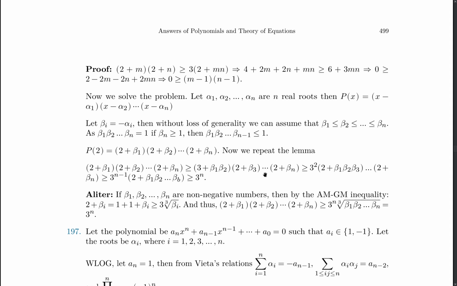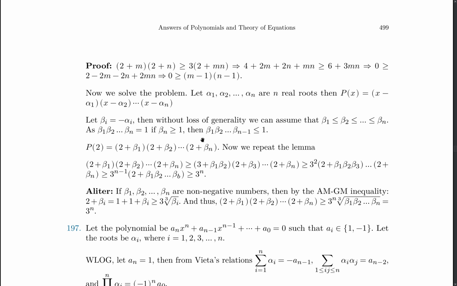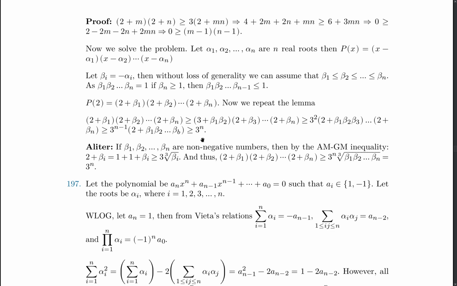Okay, and similarly we go on multiplying these, so we'll eventually land up with 3 to the power n minus 1 into 2 plus beta 1 beta 2 into beta n. Now once we have that, it is greater than or equal to 3 to the power n from the lemma again.